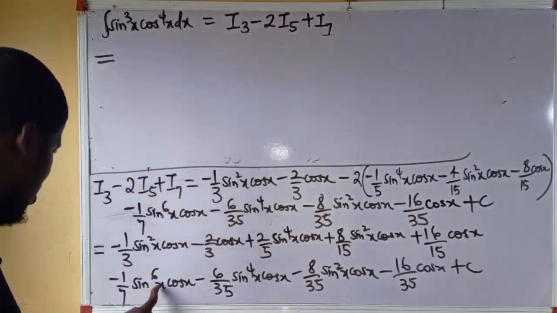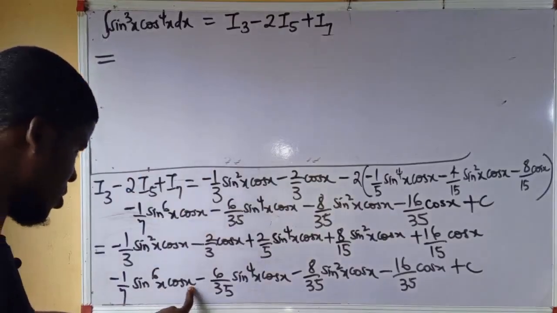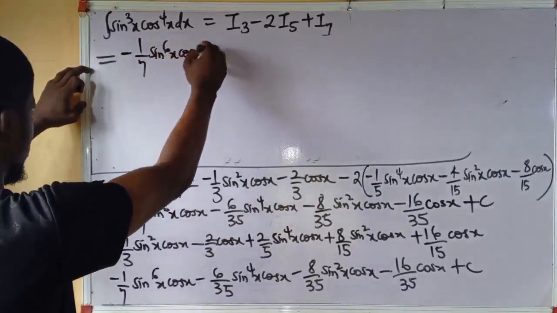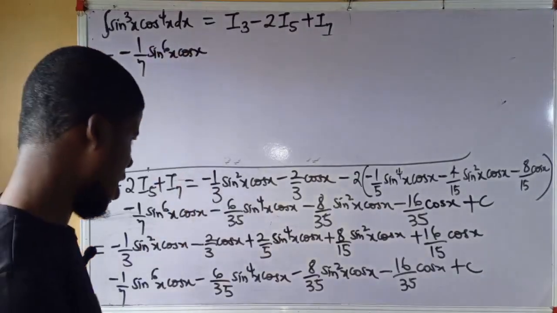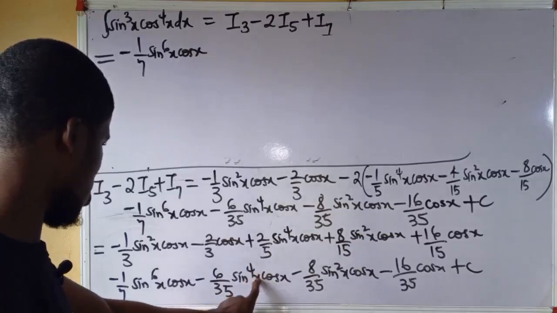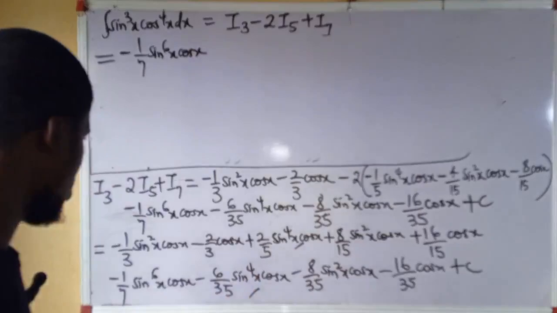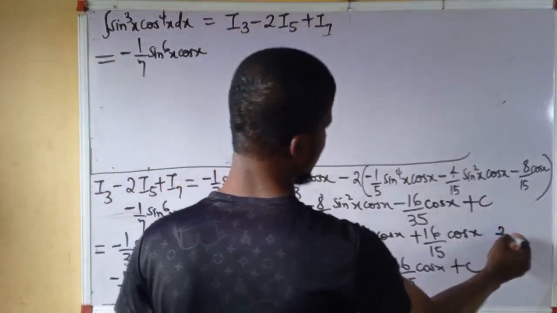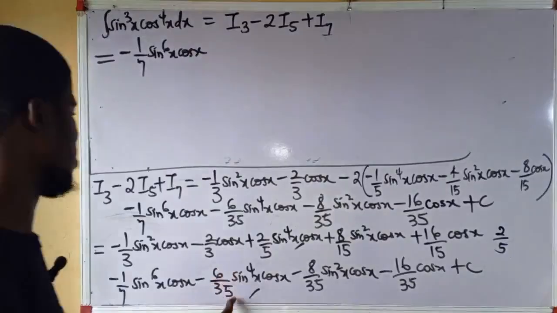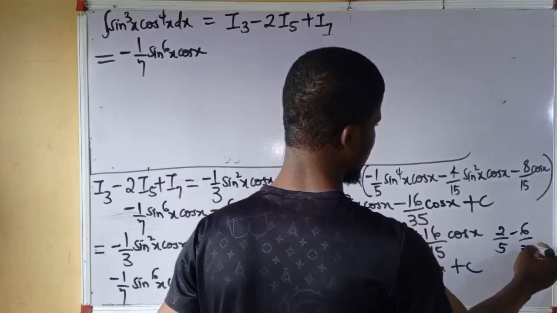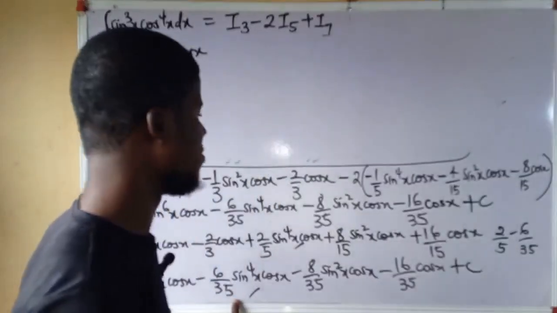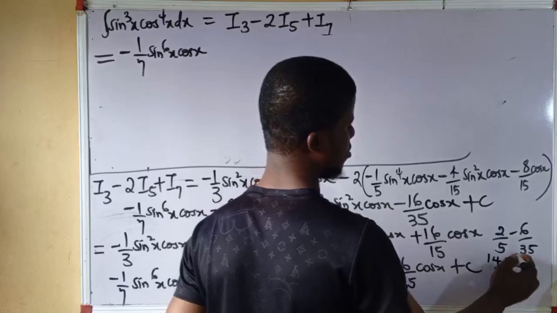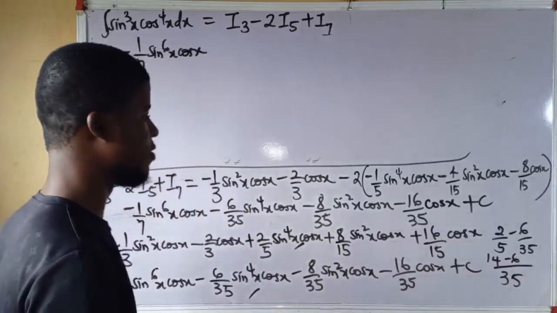I have only one term in sine 6x cos x. So I'll write minus 1 over 7 sine 6x cos x. Okay, I have two terms in sine 4x cos x. This and this. So let me simplify their coefficients. 2 over 5 minus 6 over 35. What would that be? The LCM is 35, so we have 35. 7 times 2, 14, minus 6. That will be 8. 8 over 35.